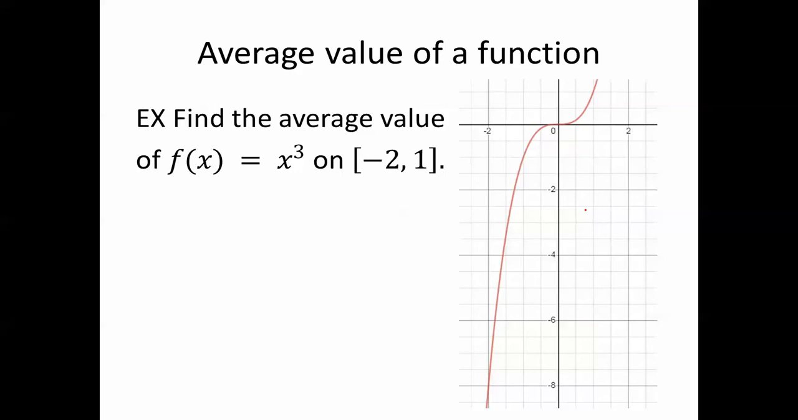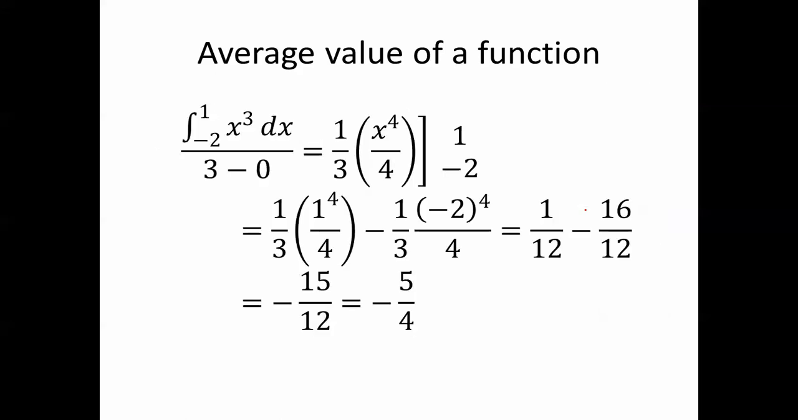Find the average value of f of x equals x cubed on the interval from negative 2 to 1. Okay, so same story. We evaluate the integral of x cubed as x goes from negative 2 to 1 dx, and then we divide by the width. So we end up with 1/3. The antiderivative of x cubed is x to the 4th over 4. Plug in 1 and negative 2.